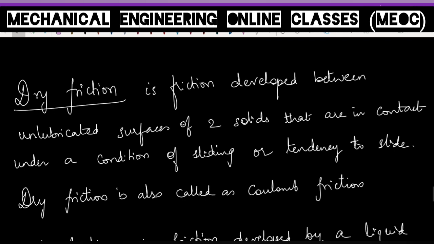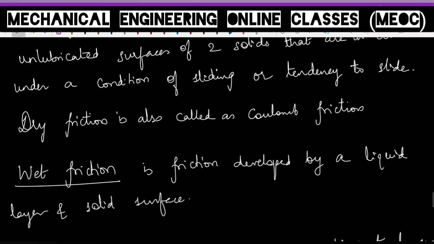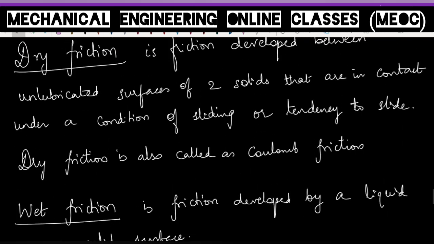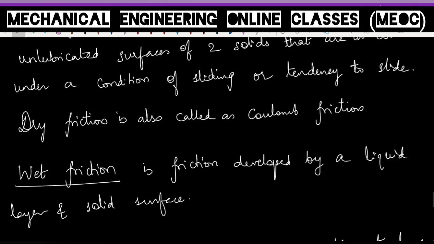So let us see the perfect definitions of these frictions. Dry friction is that friction that is developed between unlubricated surfaces of two solids that are in contact, under a condition of sliding, or when they have a tendency to slide with respect to each other. Dry friction is also called Coulomb friction. So dry friction is between solid and solid. Wet friction is friction between a liquid surface and a solid surface.